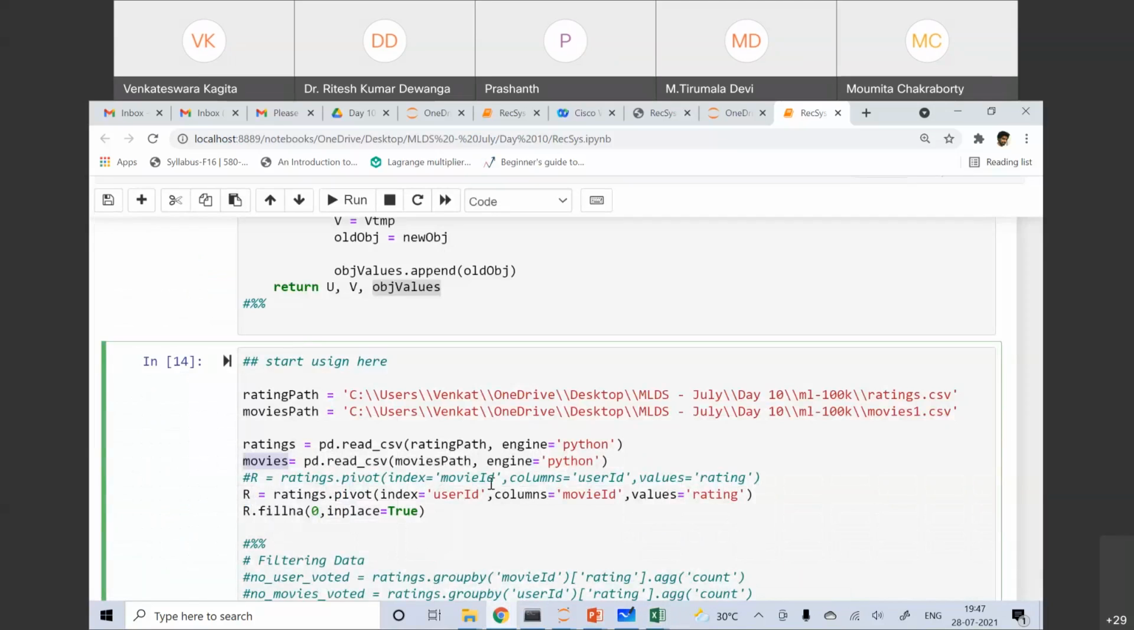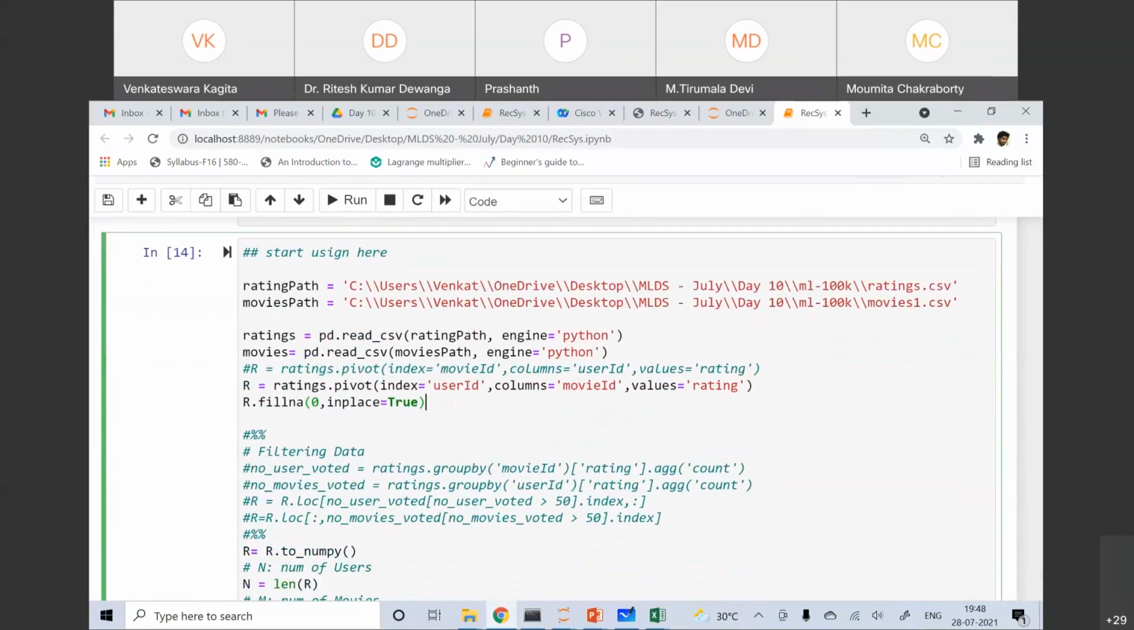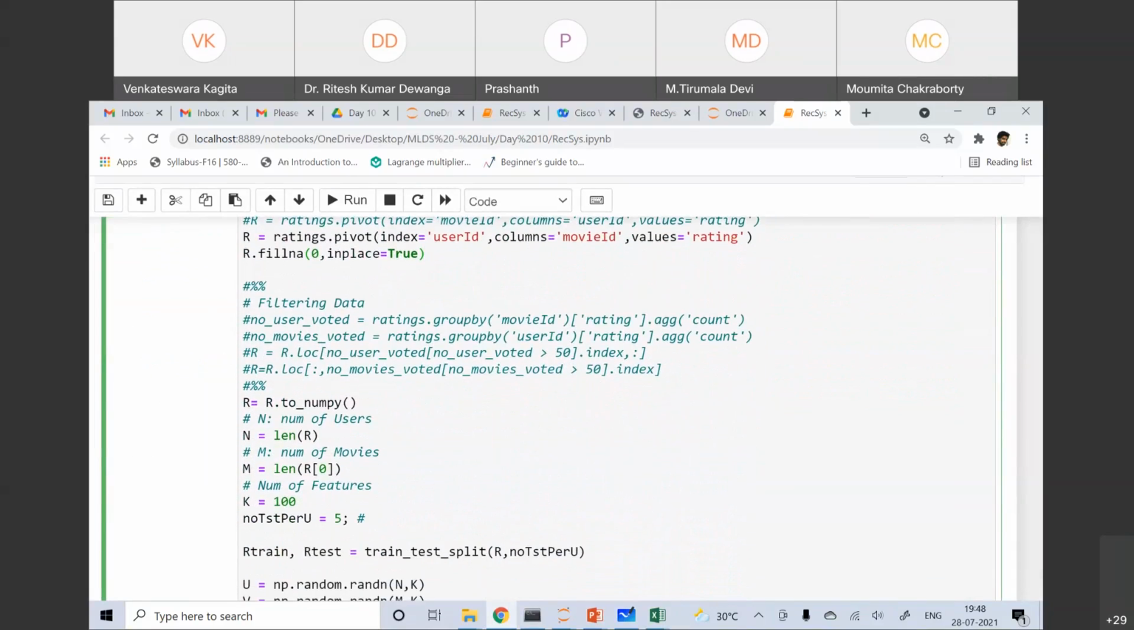So the index means the row ID you are passing, which is user ID, the column is movie ID, and the value is rating. With these three you are defining, this will return the rating matrix. Wherever the entries are not present, you are making them zeros. Wherever NA is present, you are making them zeros. Once you get this rating matrix, you are converting that into a NumPy array.